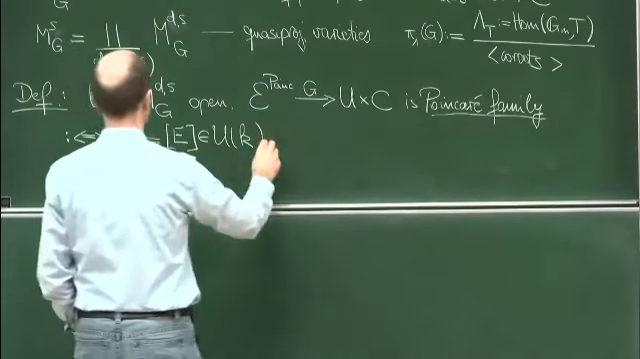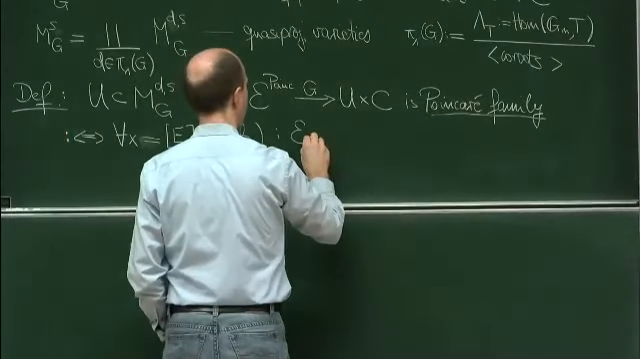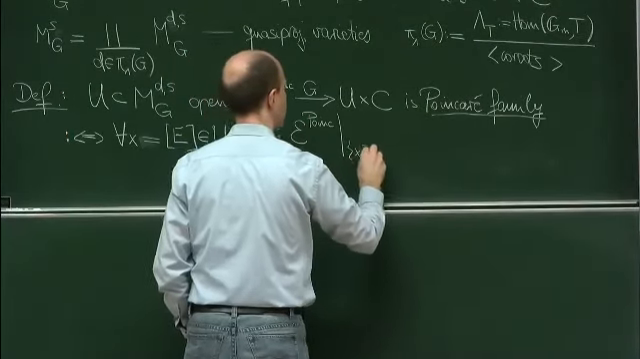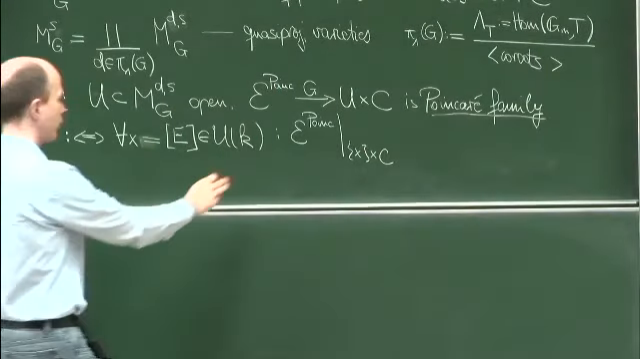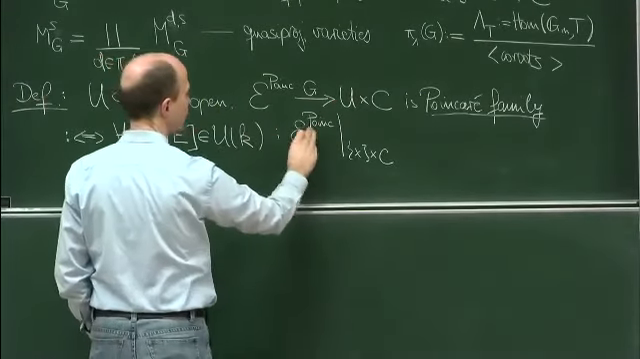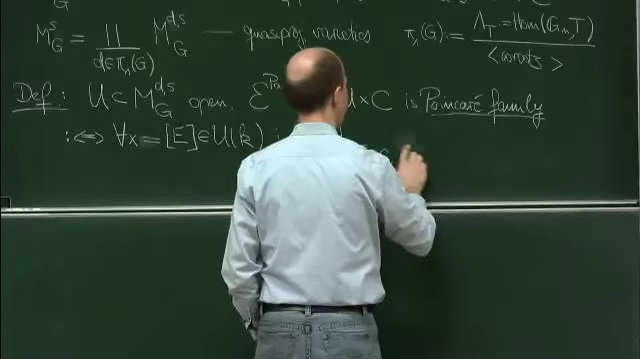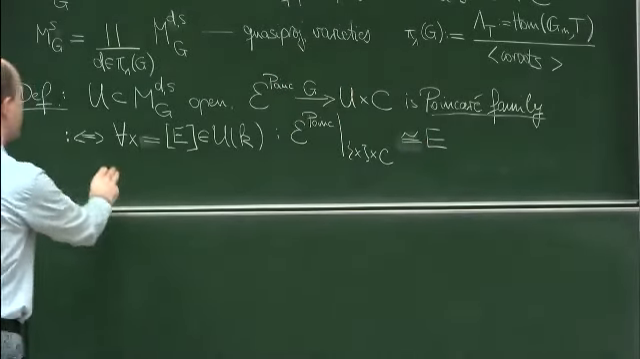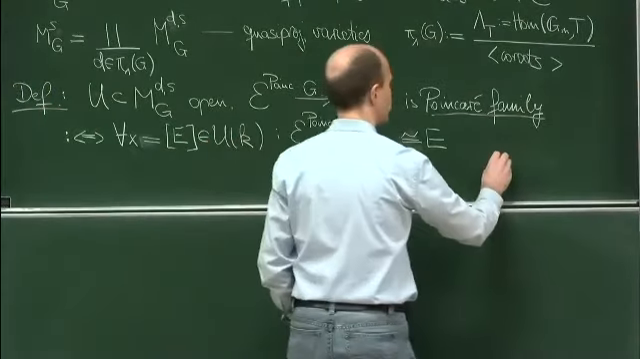And the condition is that if I restrict the family to that point, so now I have a principal G bundle over the curve, and the condition for this to be a Poincare or universal family is that this G bundle belongs to the isomorphism class that is given by the fact that we are dealing with a point in the moduli space.